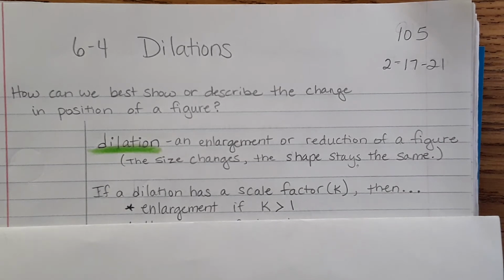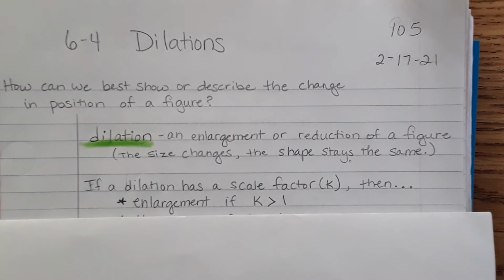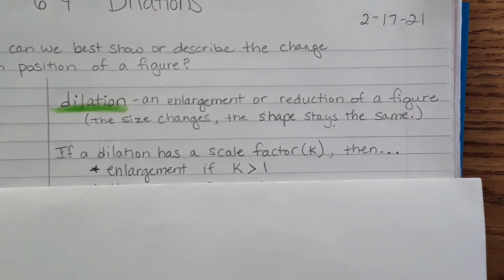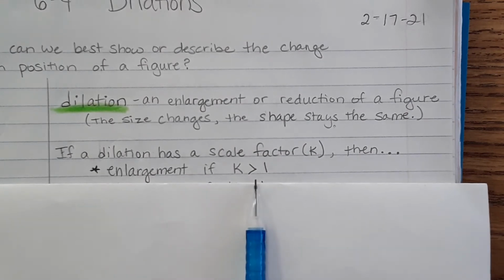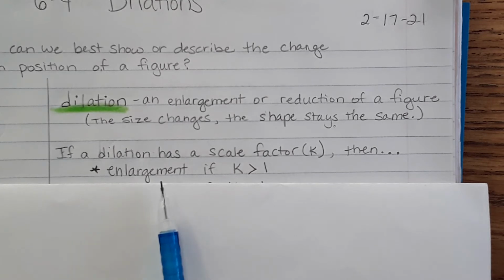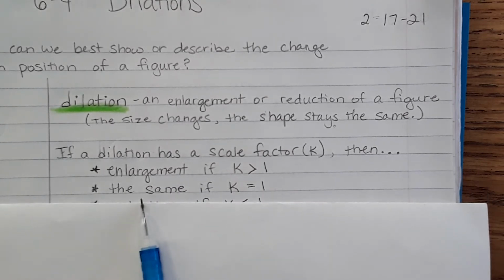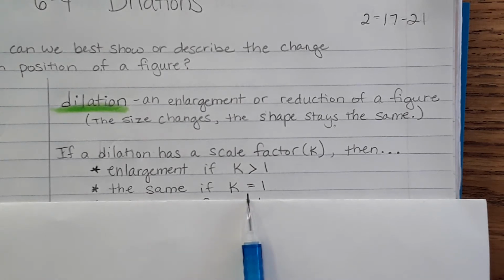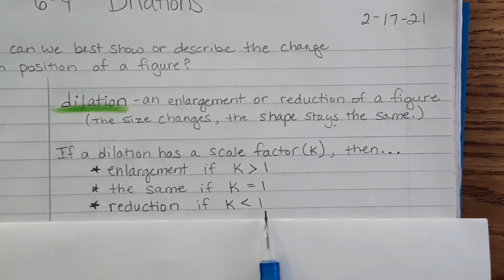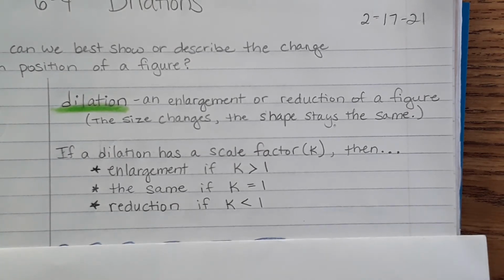So a dilation has a scale factor of k. If k is greater than 1, it's an enlargement. If it is exactly 1, it stays the same, and it's a reduction if it's less than 1, so between 0 and 1. Now let's think about how this makes sense.